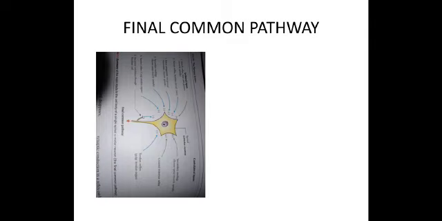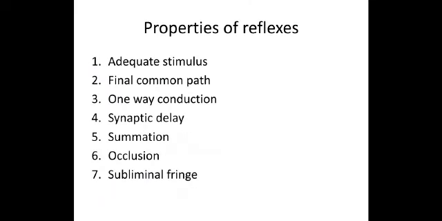So if an alpha motor neuron is stimulated, the skeletal muscle fibers contract. If the alpha motor neuron is not stimulated, the skeletal muscle fibers will relax. Therefore, the alpha motor neuron is the final common pathway, serving both as the integrating center and the efferent pathway. So there is always a one-way conduction.